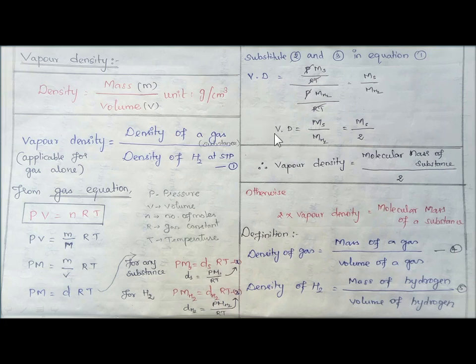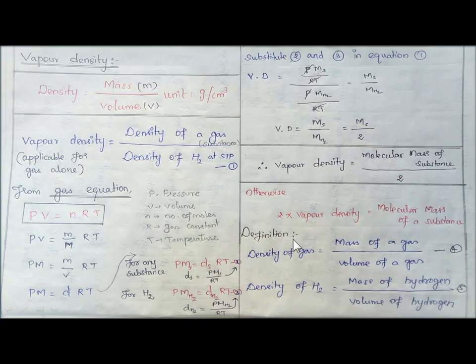Now vapor density is equal to, what is M_S? Molecular mass of a substance divided by molecular mass of hydrogen. We know that molecular mass of hydrogen is nothing but 2, right? 2 into 1. So the molecular mass of hydrogen is 2. So molecular mass of a substance by 2 is nothing but vapor density. So we can write vapor density is equal to molecular mass of a substance divided by 2. Or else, if you cross multiply, we get 2 into vapor density is equal to molecular mass.